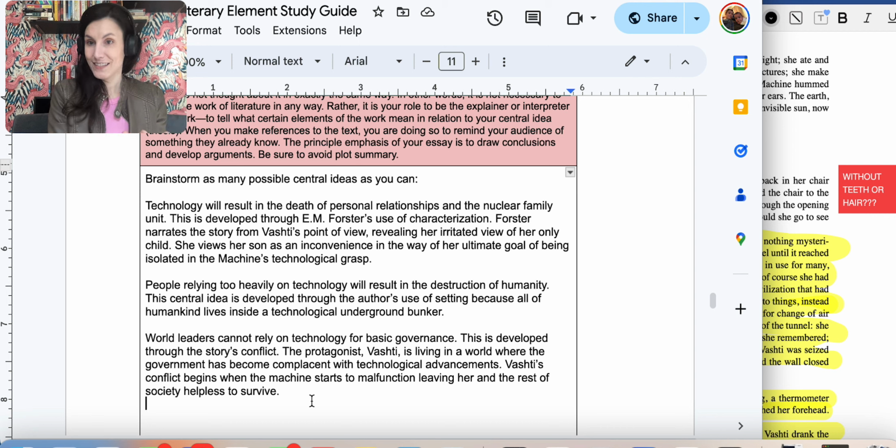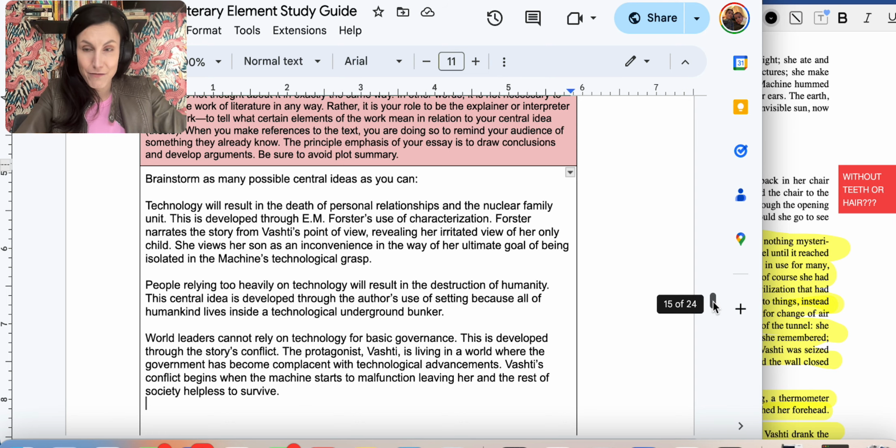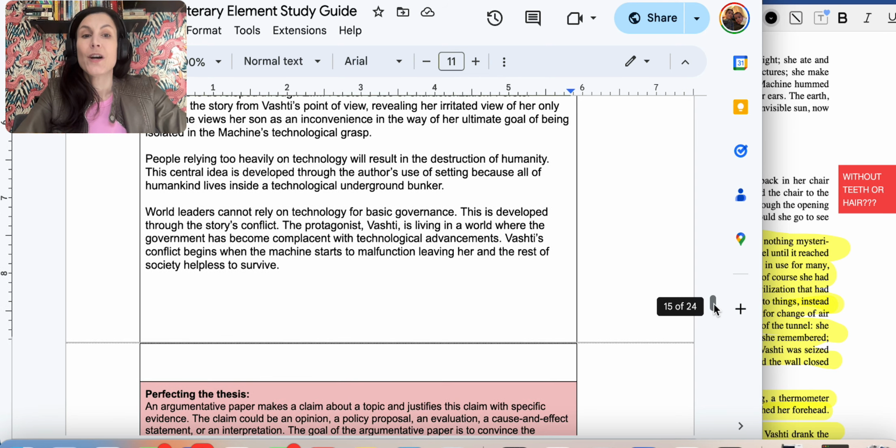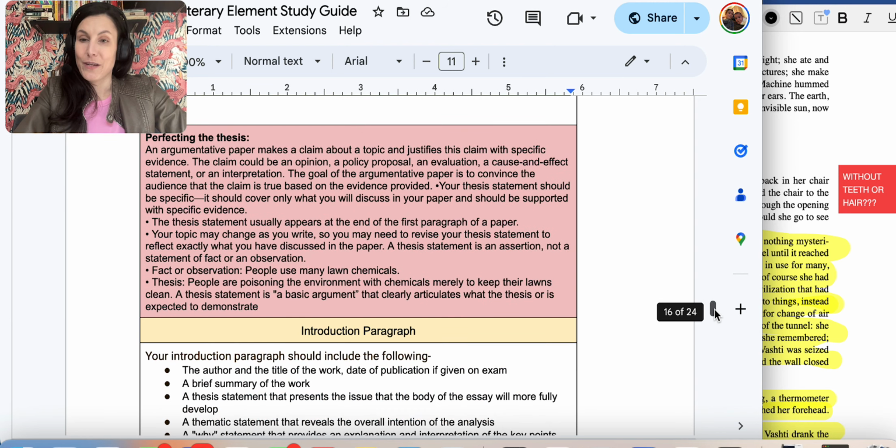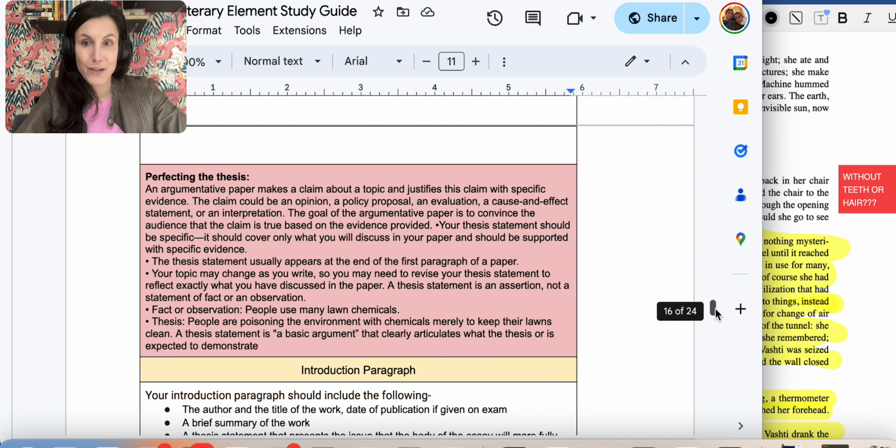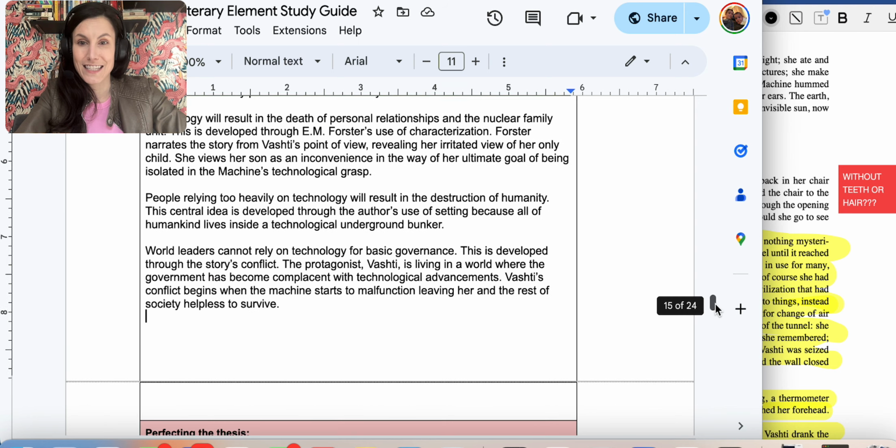Now, for these three central ideas, you would basically have the same exact introduction paragraph. So in any introduction paragraph for a literary analysis, we would begin like this. So here would be our perfecting the thesis. It's an argument where we make a claim about a topic and then we're going to justify this claim with specific evidence. So for example, the setting is specific evidence that if we rely too heavily on technology, we're going to forget how to take care of ourselves. And that's exactly what happens in this story's setting.